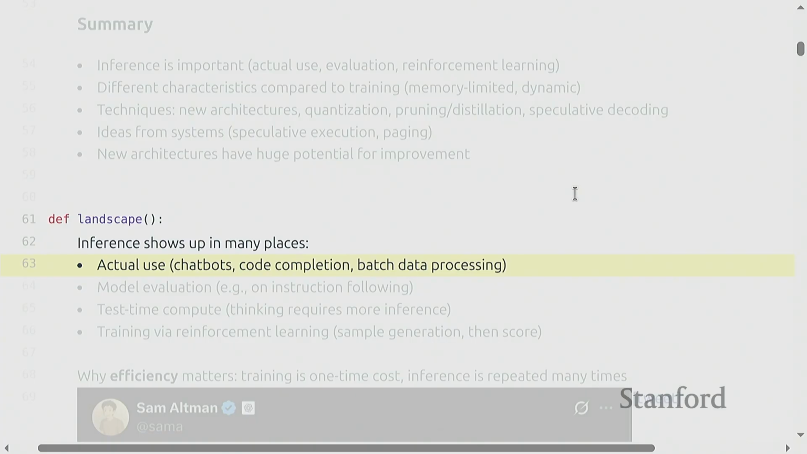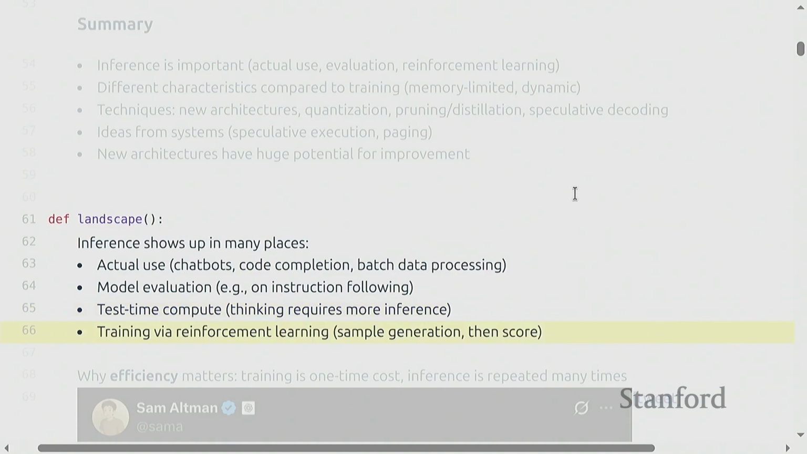But it also shows up in other contexts. If you want to even evaluate your model, let's say on instruction following, you need to do inference. There is a lot of interest in test time compute, which means thinking more before you actually output the final answer. And that's also more inference, because thinking is basically generating tokens. And then finally, even training itself, if you're using reinforcement learning, you need to sample responses and then evaluate them based on some reward, and that also requires inference.